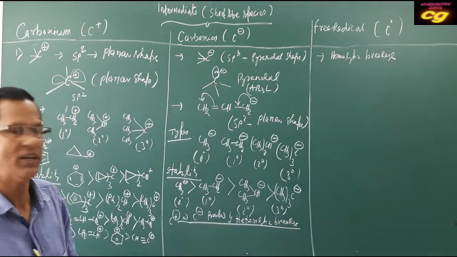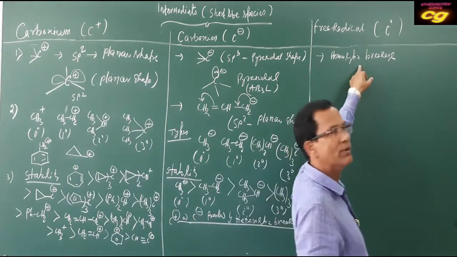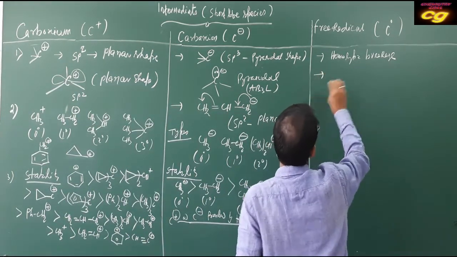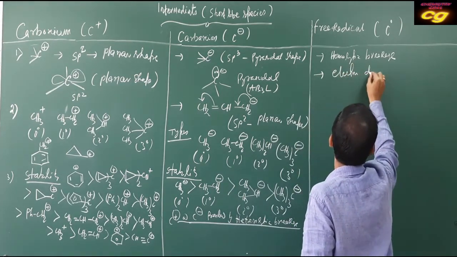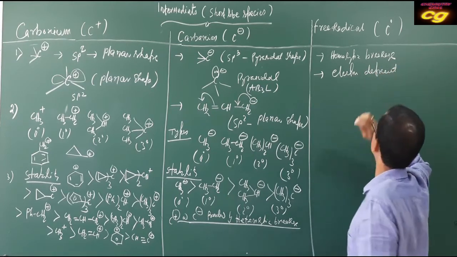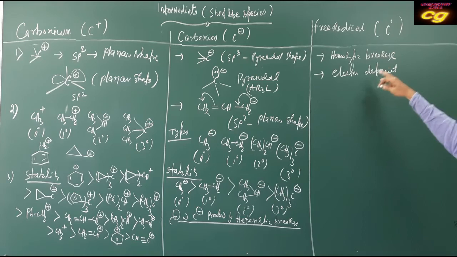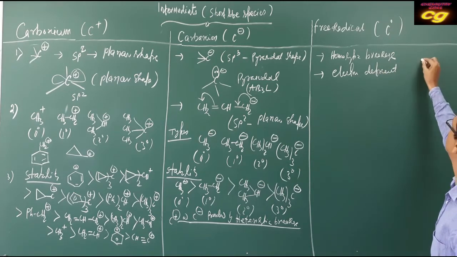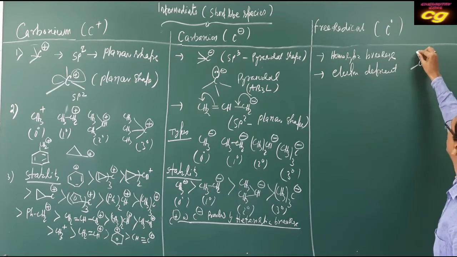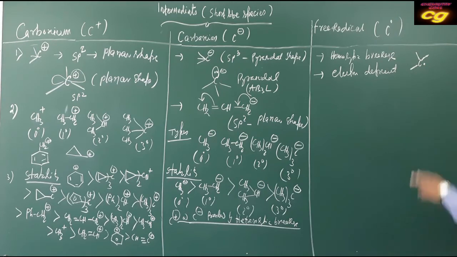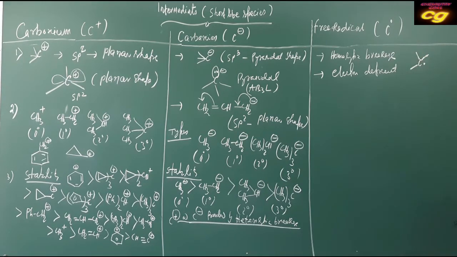This is produced by homolytic breakage, not heterolytic breakage. And it also has a shortage of electrons, it is electron deficient. A free radical has a shortage of electrons because if you see the structure of this free radical, one unpaired electron remains on the carbon atom after formation of 3 bonds. If you see the total electrons, that is 7 electrons. 7 electrons means it has a shortage of electrons.